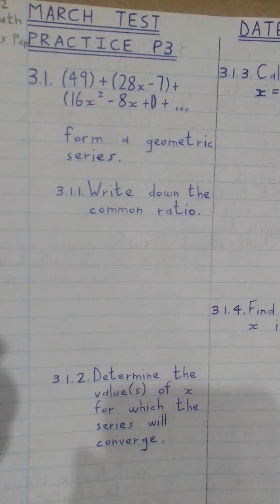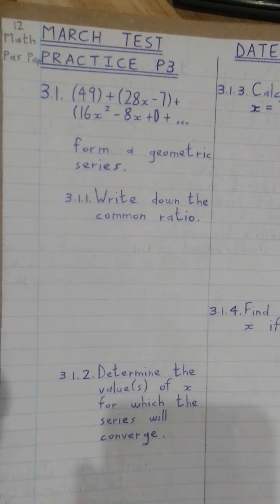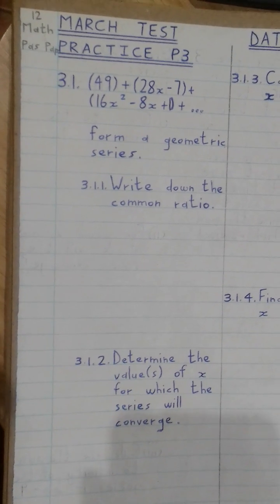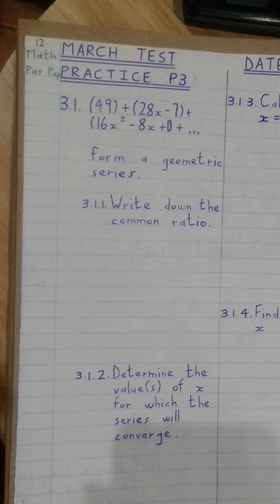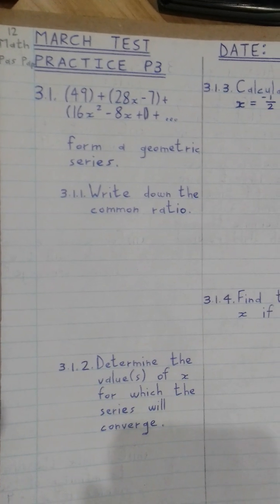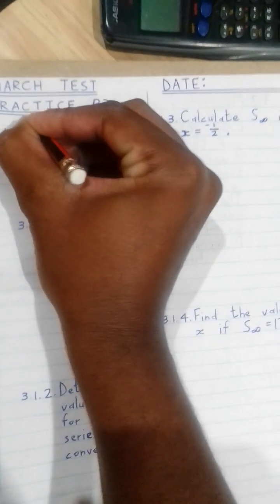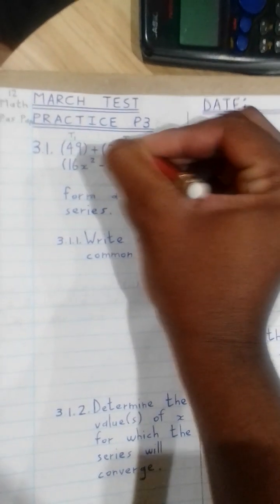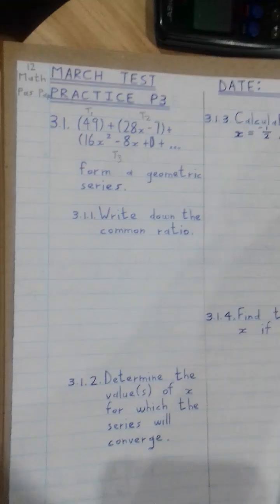So 3.1 states, open bracket 49 close bracket, plus open bracket 28x minus 7 close bracket, plus open bracket 16x squared minus 8x plus 1 close bracket, plus others, form a geometric sequence. So this is a sequence. So this is T1 or A, and then this is T2, then this is T3. Okay.